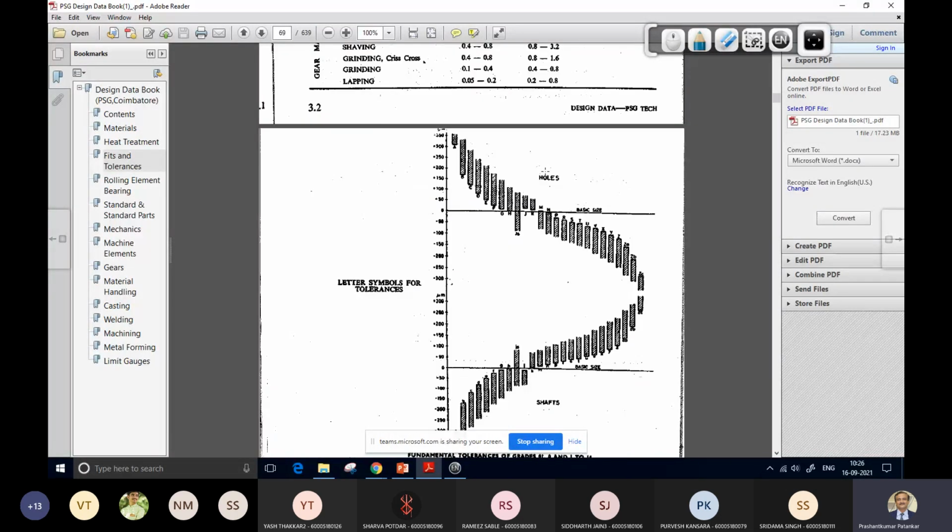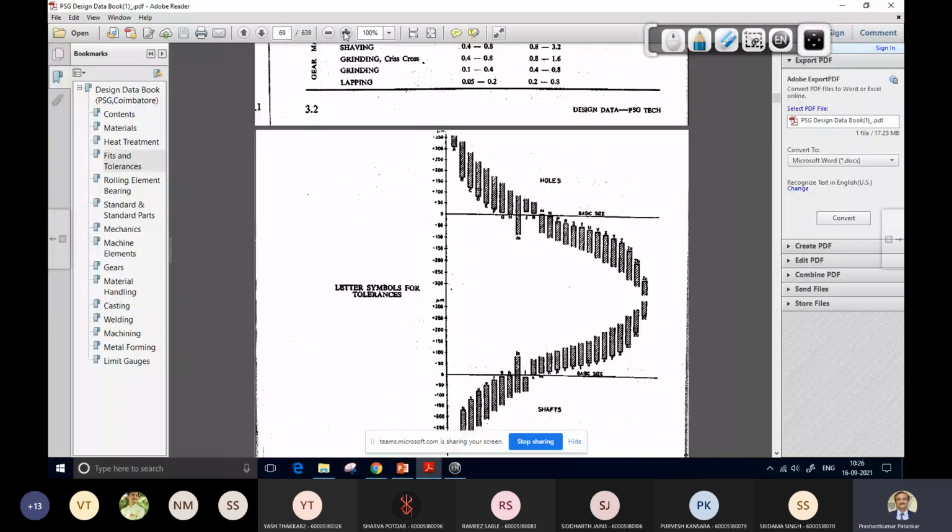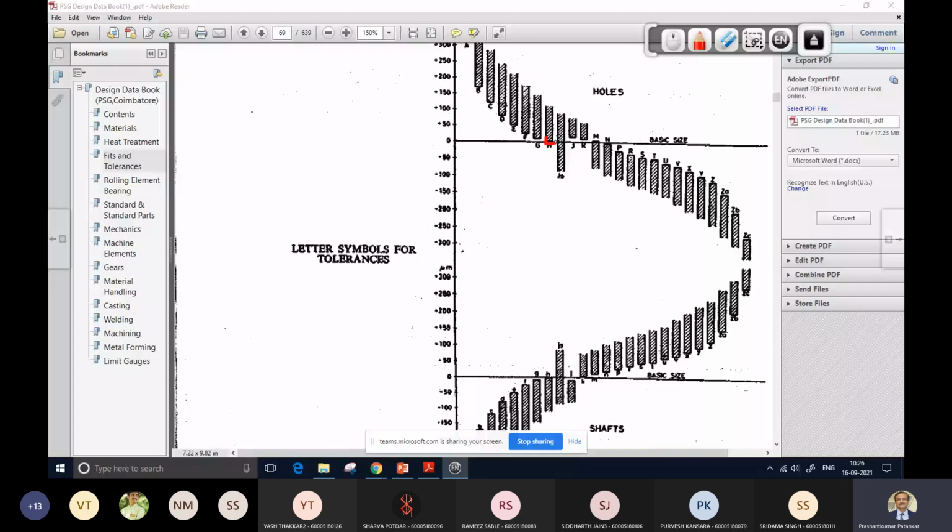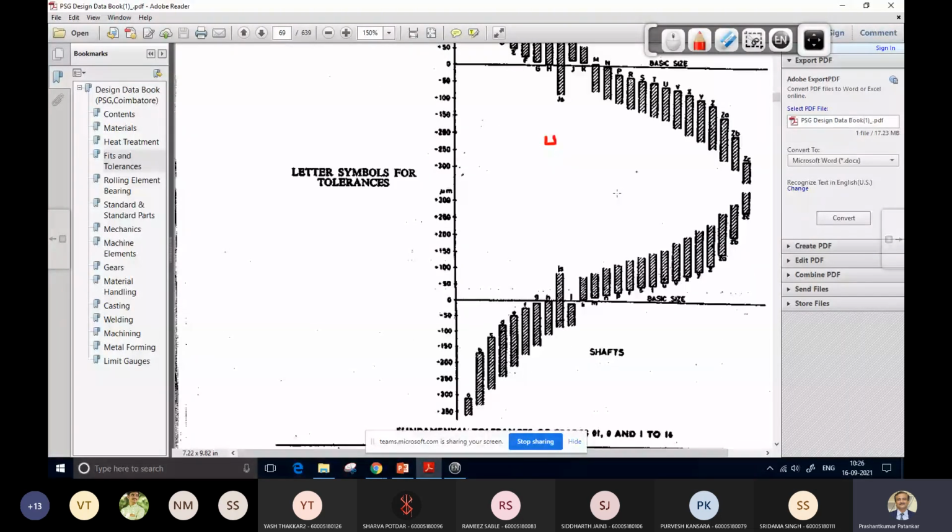As I was telling you just now, in case of your hole based system, this is your capital H. You can see over here that any small letter from a up to g gives you a clearance fit only. So usually we use H7 e7, H8 d8. These combinations we use. I will show you from where you will get these.